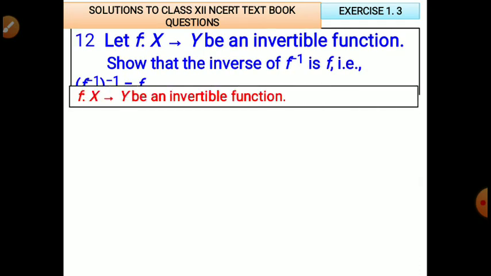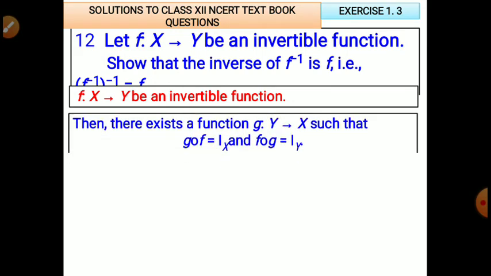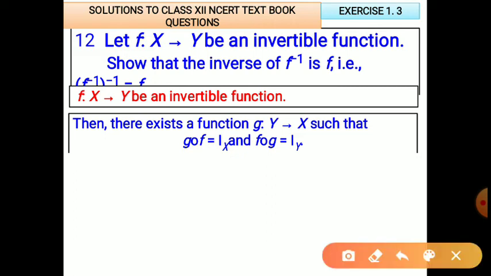Twelfth problem here, invertible function. Show that f inverse of f inverse is f. So f is an invertible function, then there exists a function g such that fog and gof both are equal. Fog will be equal to the identity function on y. So do remember that fog is an identity function on y, that is y to y, and gof will be the identity function Ix.